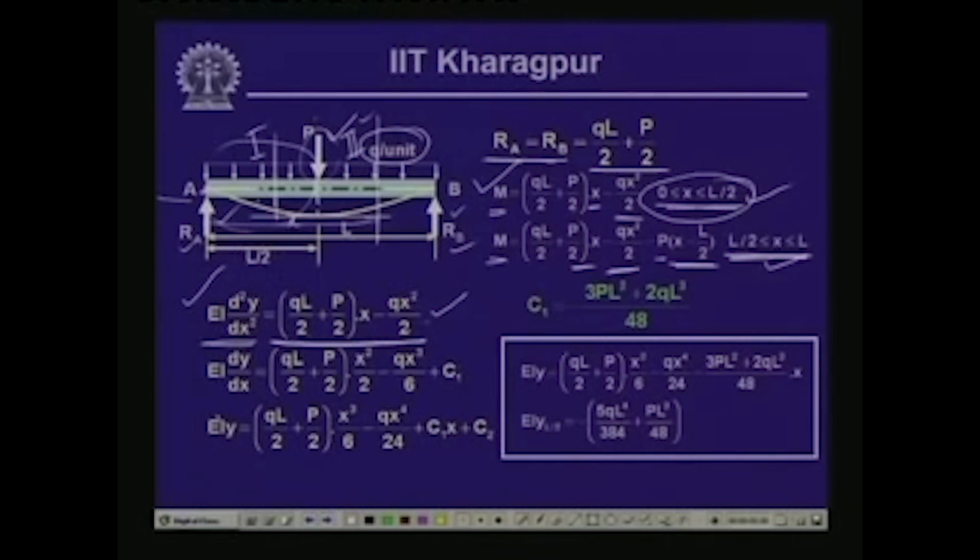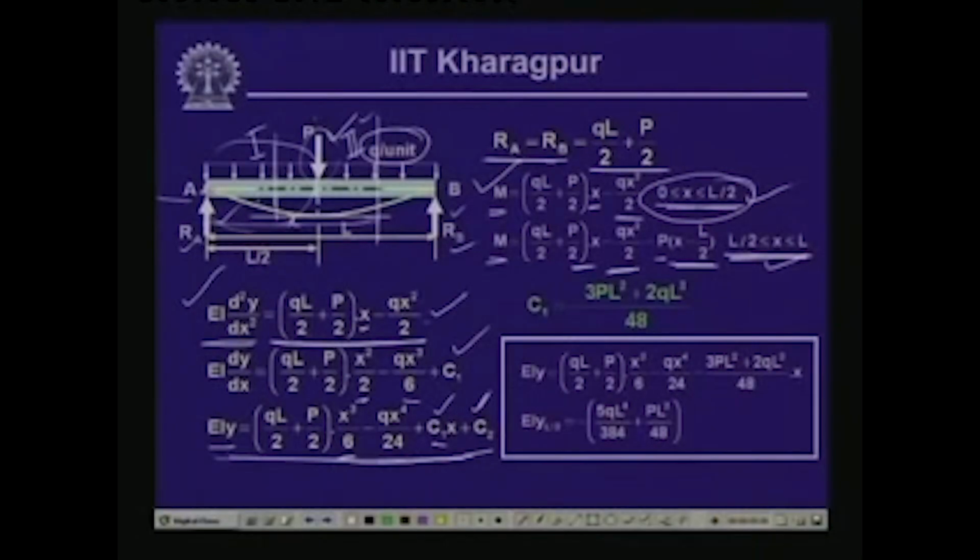and if we integrate this, we have EI dy/dx is equal to (qL/2 plus P/2) times x²/2 minus qx³/6 plus C1. On further integration of this we have EI y is equal to (qL/2 plus P/2) x³/6 minus qx⁴/24 plus C1 x plus C2. So, this is the expression for the elastic curve, where we have the unknown constants C1 and C2, which are to be evaluated by applying the boundary conditions.